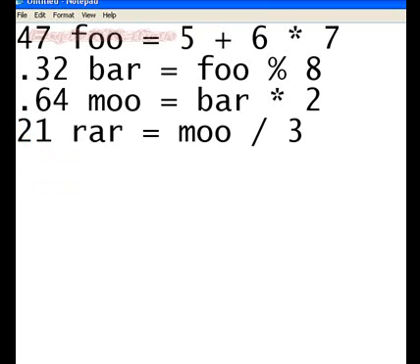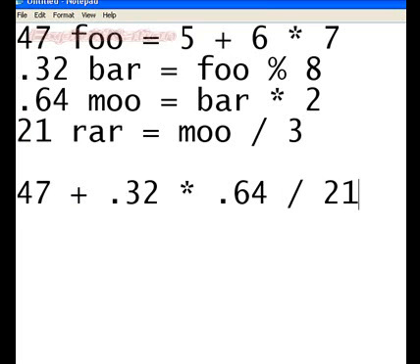Now what we need to do is foo plus bar, whoops, times moo divided by 21. Rawr. Let's finish this up. 47 plus 0.32, times 0.64.